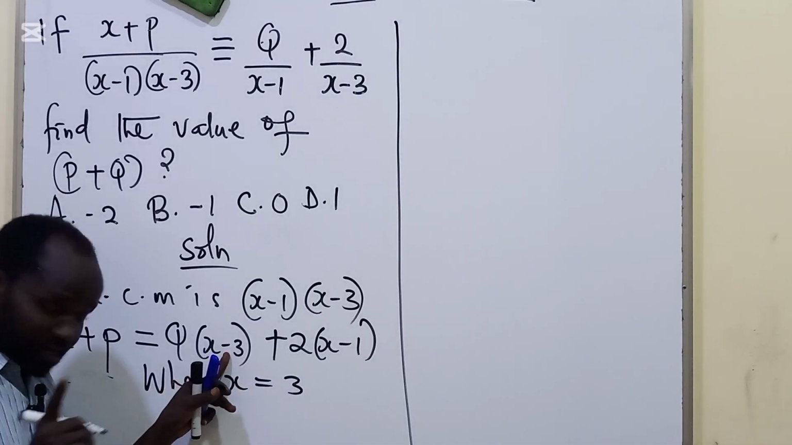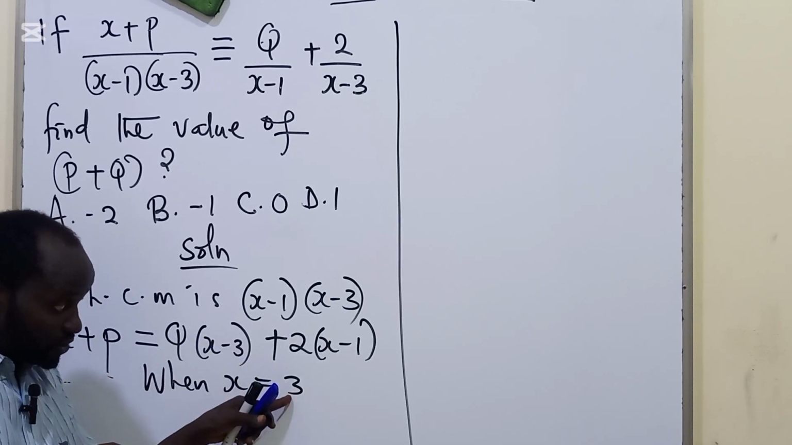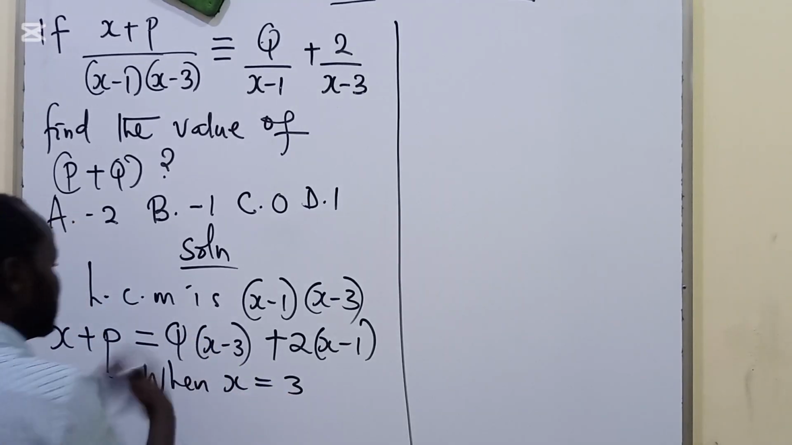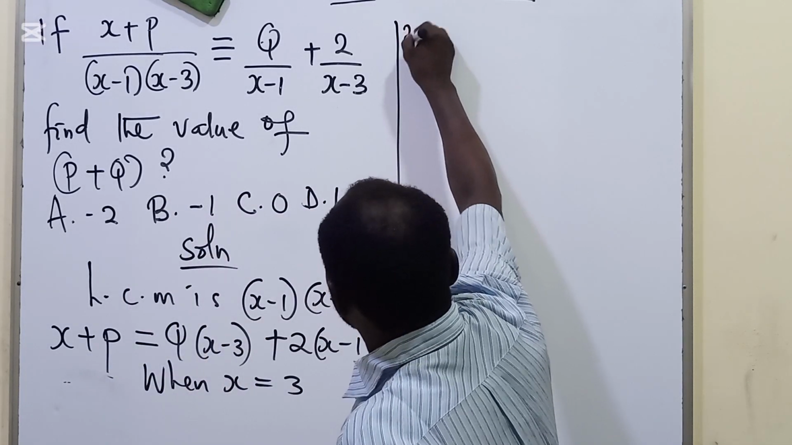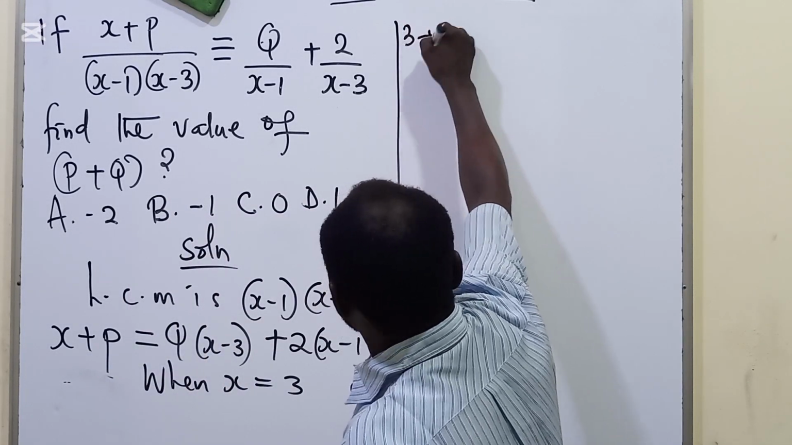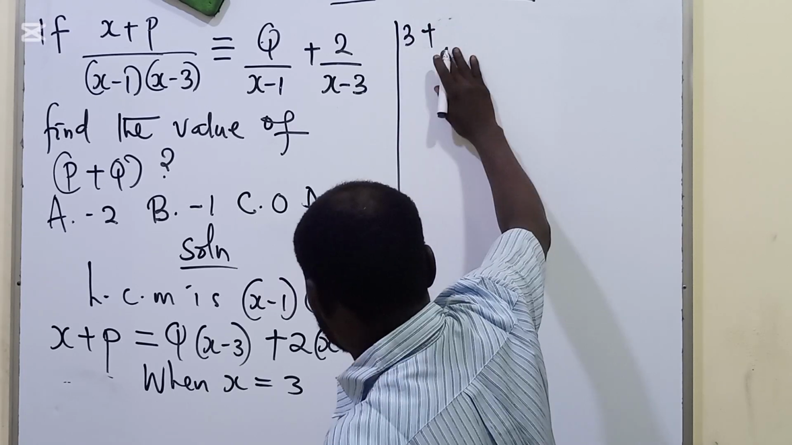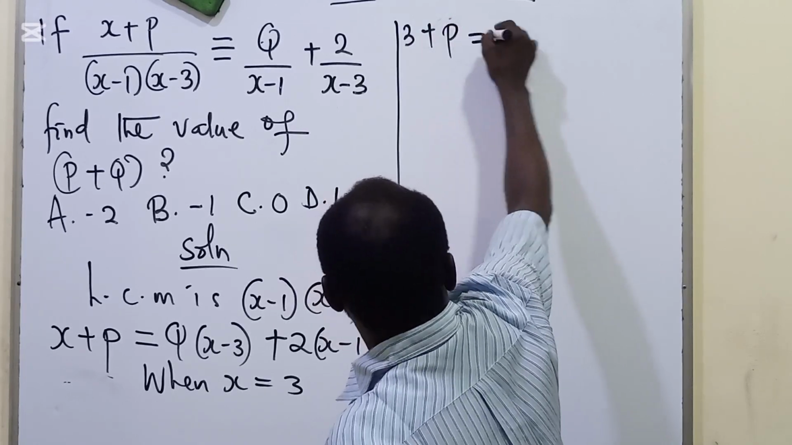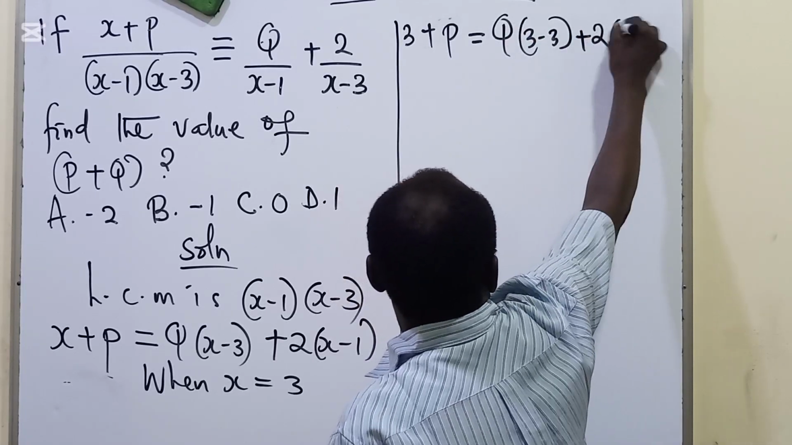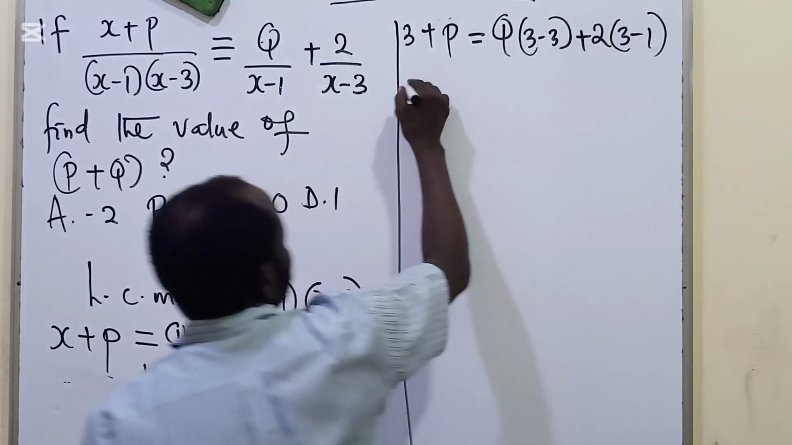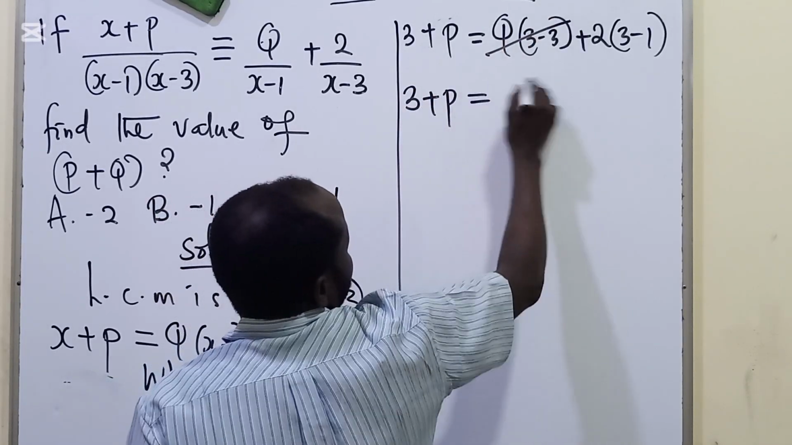What we have in the bracket here is −3. Find the additive inverse of −3. That will be 3. So it means when x is 3, the q term will be 0. Let's substitute. That will be 3 plus p. Anywhere we see x, we put 3. So 3 plus p equals q into (3 − 3) plus 2 into (3 − 1). This will be 3 plus p equals, this is 0.